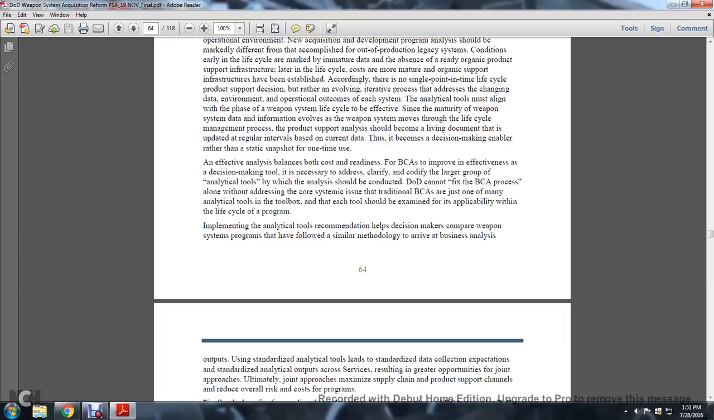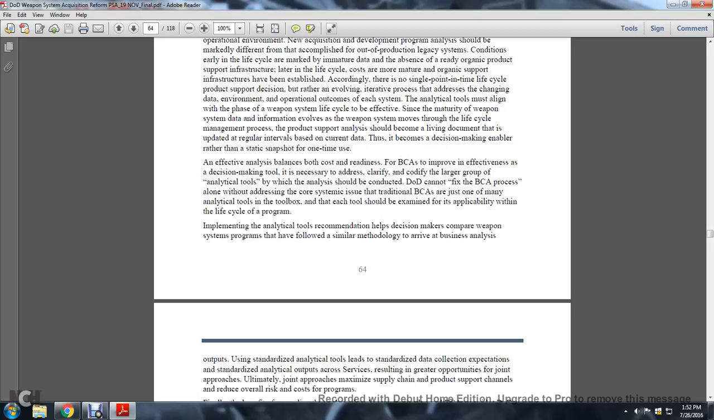An effective analysis balances both cost and readiness. The aim is to improve the business case analysis as a decision-making tool, and to codify a larger group of analytical tools that should be conducted by the DOD, which cannot fix the business case analysis process alone, along with addressing core systematic issues. The traditional business case analysis is just one more analytical tool in the toolbox, and each of the tools should be examined for applicability within the life cycle of the program.